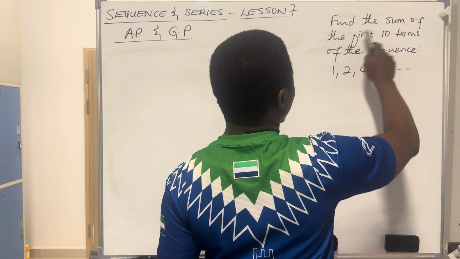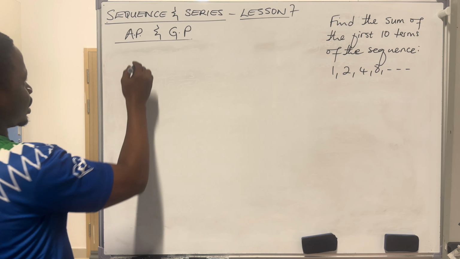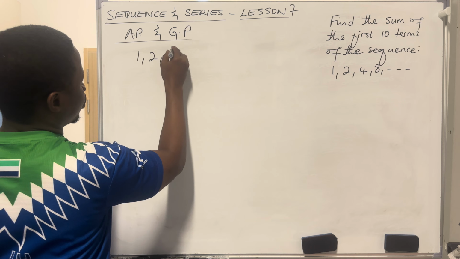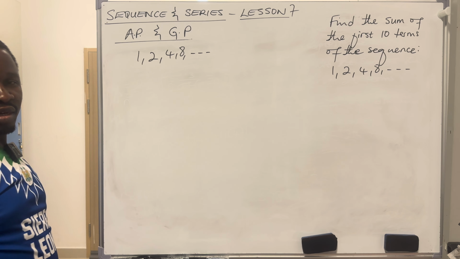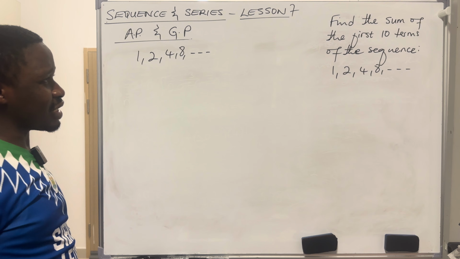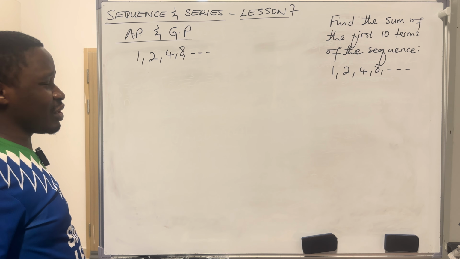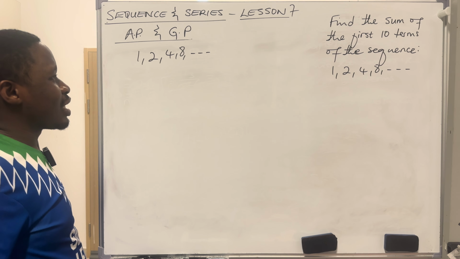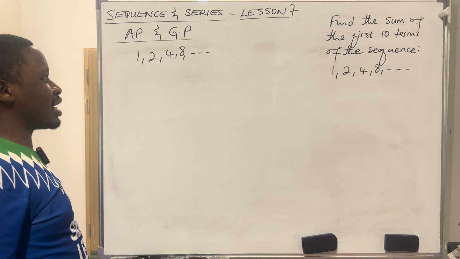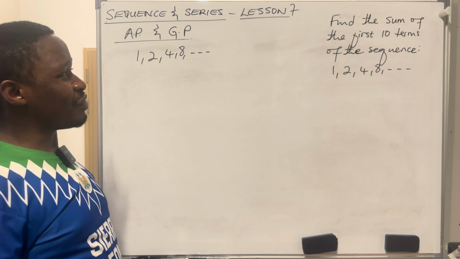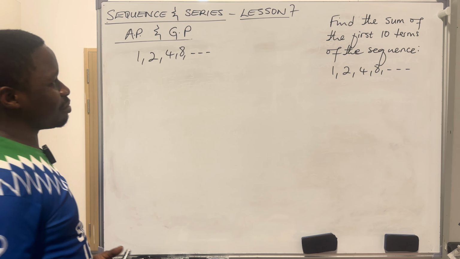We want to find the sum of the first 10 terms of the sequence 1, 2, 4, 8, and it continues infinitely. But the thing is, we are not told if it is an AP or a GP. This is a very serious concern for some students. Some students know all the formulas for AP and GP, but they cannot tell if this one is an AP or a GP, and it is not safe for them.